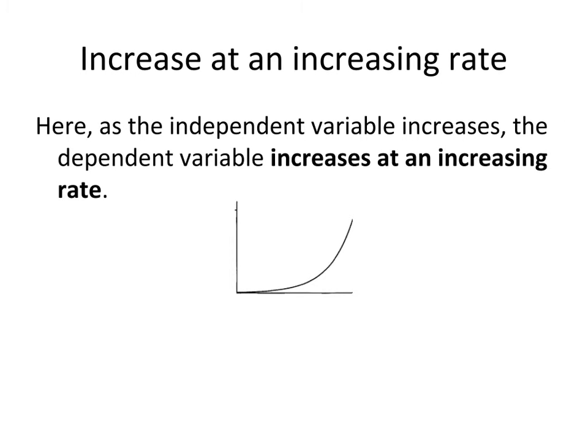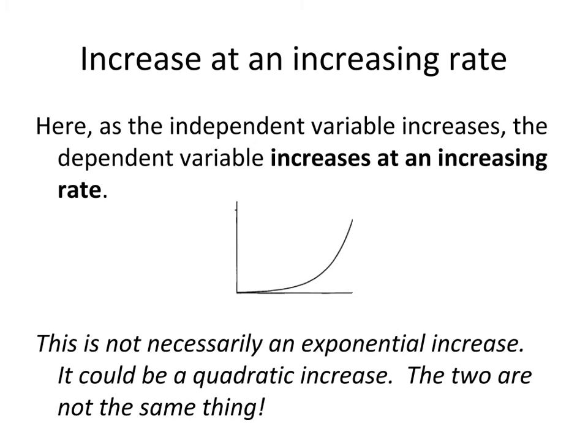If we see a graph with a curve like this, it tells us that as the independent variable increases, the dependent variable increases at an increasing rate. So we can see the slope of the graph is increasing, and that's our indicator there. If I drew the slope of the graph here, it would be a relatively low slope. Over here, the slope is higher, so I can tell that the rate is increasing.